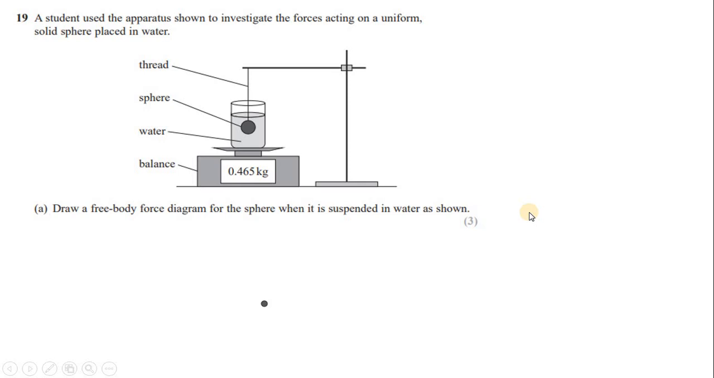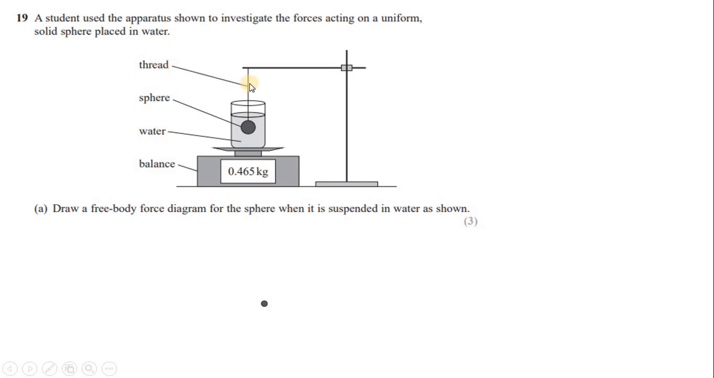Question number 19. A student used the apparatus shown to investigate the force acting on a uniform solid sphere placed in water. So we have liquid water, the sphere, thread and balance. Draw a free body force diagram for the sphere when it is suspended in the water as shown. So you know that we have a situation in which some solid is hanging with a thread. With the help of a thread, if something is hanging, we have tension acting in the thread.